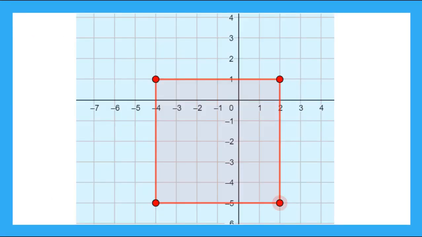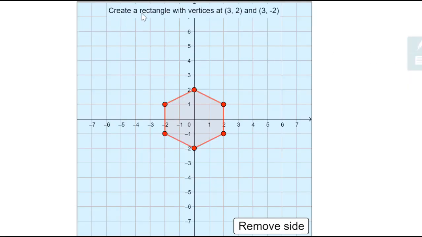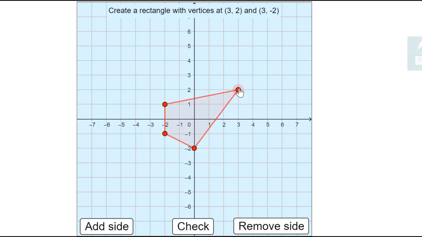Nice work. So now that we know all about finding distances, let's use our knowledge of shapes to just free draw anywhere in the coordinate grid. So here it says, create a rectangle with vertices at 3, 2 and 3, -2. So the first thing, how many sides does a rectangle have? 4. So I need to remove some sides here. So now I have 4 sides. And I know I have a vertex at 3, 2. So let's move this one over on my x-axis 3 and up 2. And then I also have one at 3, -2. So let's move this one over 3 down to -2.